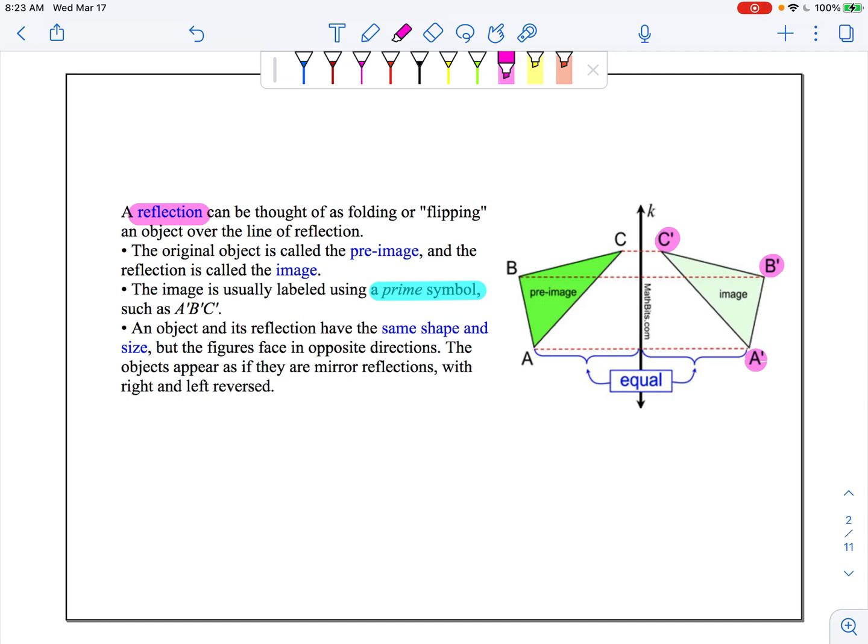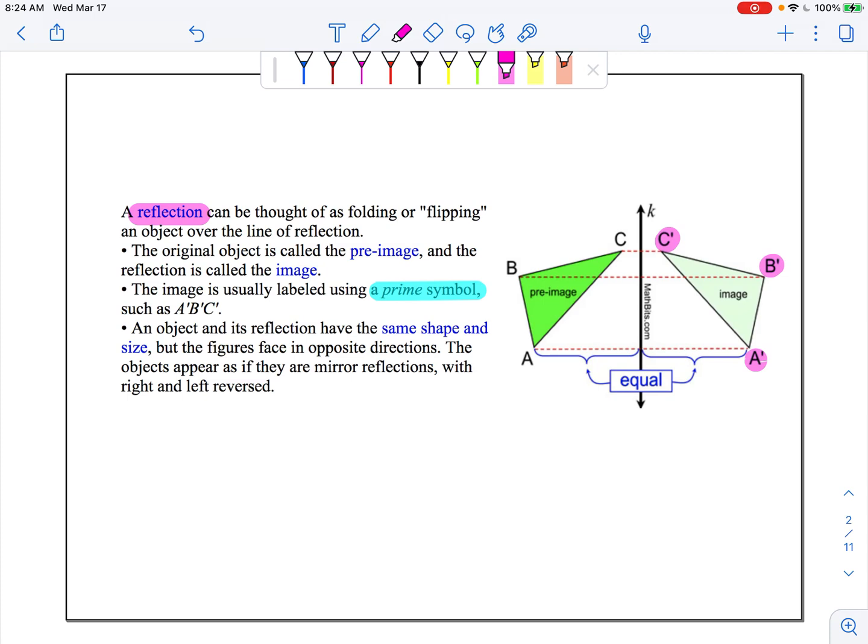The key things about a reflection is the image is the same shape and the same size. So in other words, it doesn't change size, or it doesn't go from a triangle to a square. It looks exactly the same. It is just flipped or reversed over this line of reflection. And it is the same distance from the line of reflection.